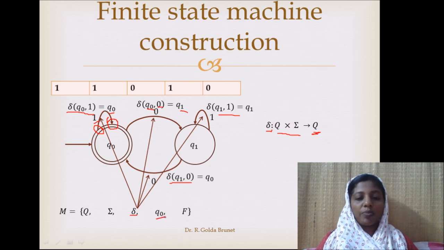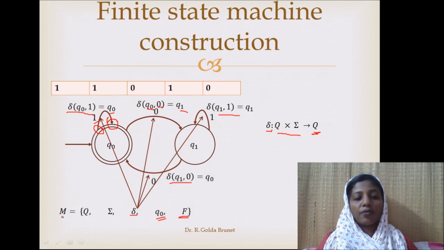The next component is the starting state. Q0 is the starting state, and for any machine we will have only one starting state, so it is a single element. And the last one is the finite set of accepting states or final states. In our case, it is only one state, which is Q0. Otherwise, you can have more than one accepting state as well.